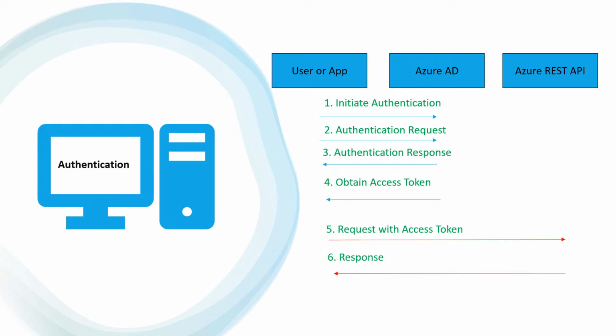You're going to initiate authentication and that goes to AD. Then you are going to request authentication. There will be some response whether authentication is granted or not. Once it is successful, you are going to obtain the access token, and that access token is going to work with your API calling, and then you are going to get the response for that particular API.